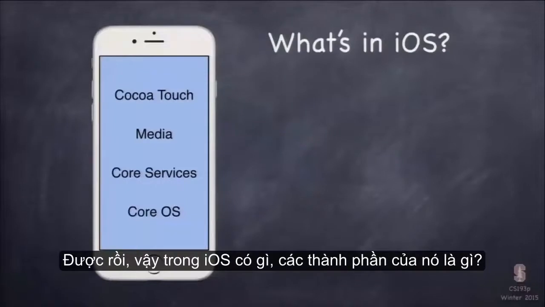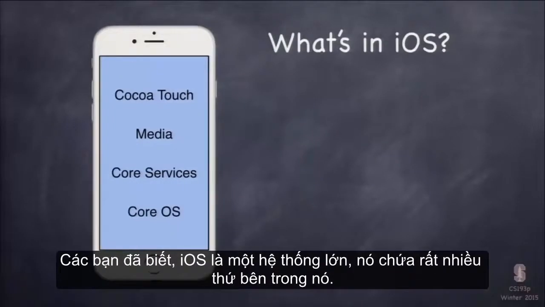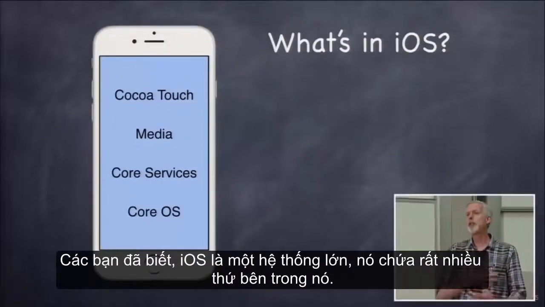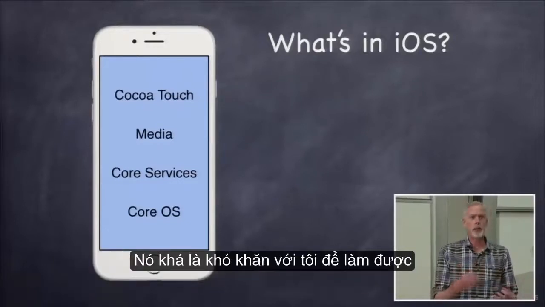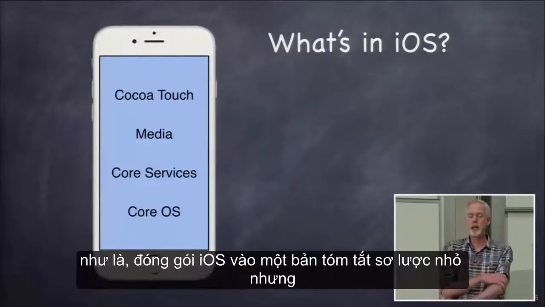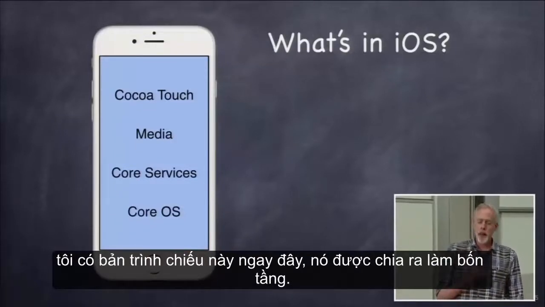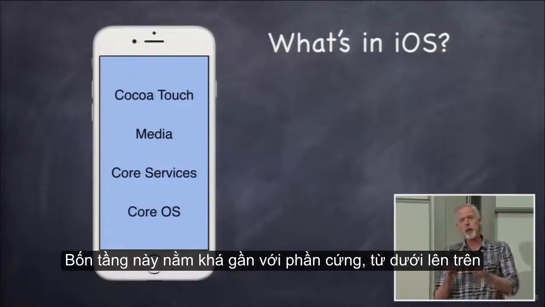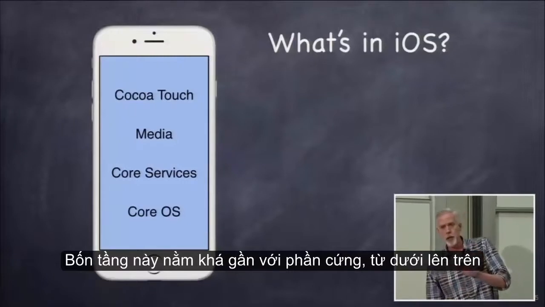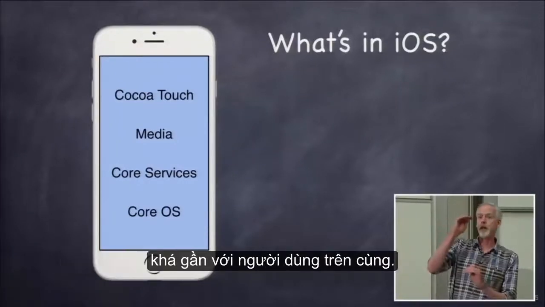Okay, so what's in iOS? What are the parts of it? You know, it's such a big system. It's got so much in it. It's impossible for me to encapsulate it in a small little summary. But I do have this slide right here that divides it into these 4 layers. These 4 layers are approximately down near the hardware at the bottom, up near the user at the top.